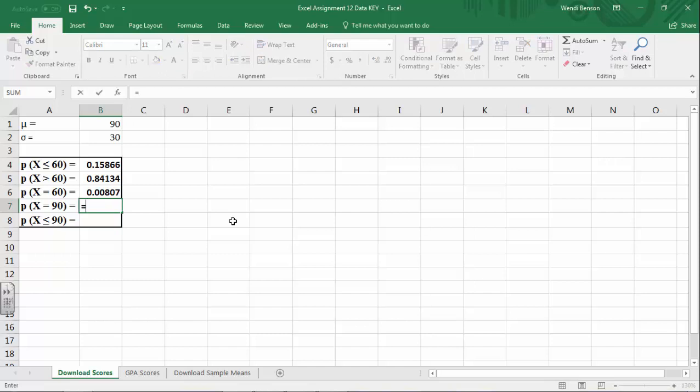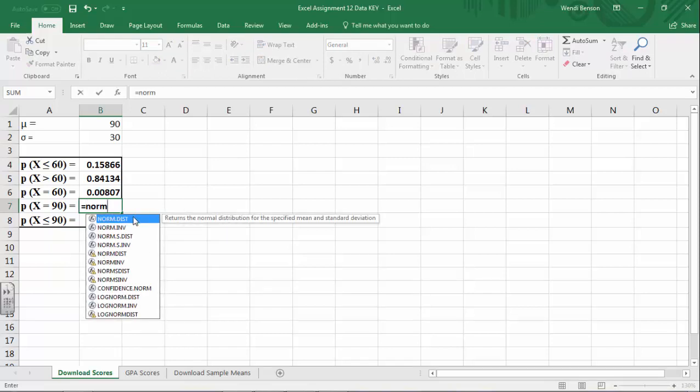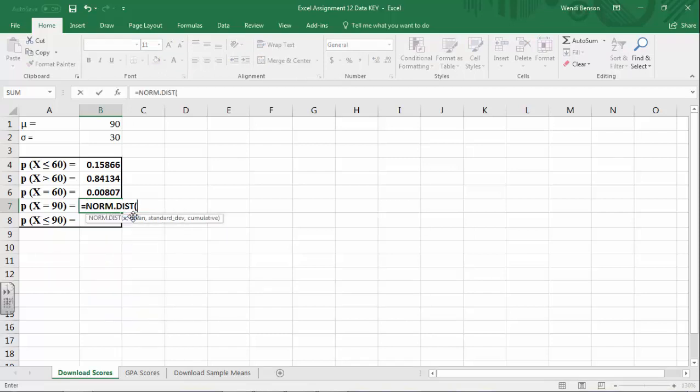So the probability that it's going to take exactly 60 seconds to download that map is 0.008 or 0.8% chance. Let's do it for 90. Norm.dist, again, double click it. X now is 90, comma, population mean is 90, comma, standard deviation is 30, comma, and false because we want the exact probability of that exact value of 90, hit enter. So the probability that it's going to take exactly 90 seconds to download that map on that device is 0.013 or 1.3% chance.